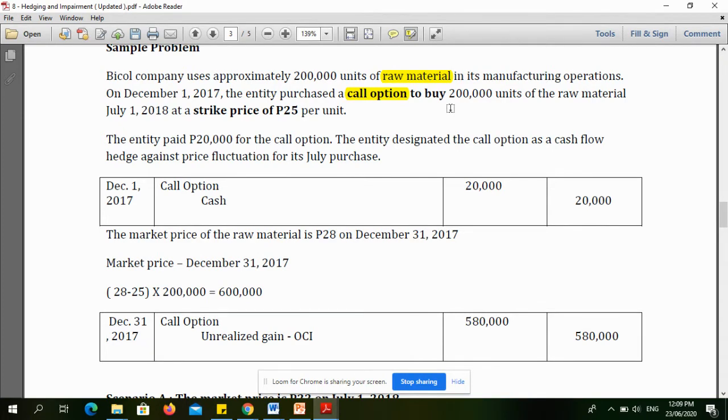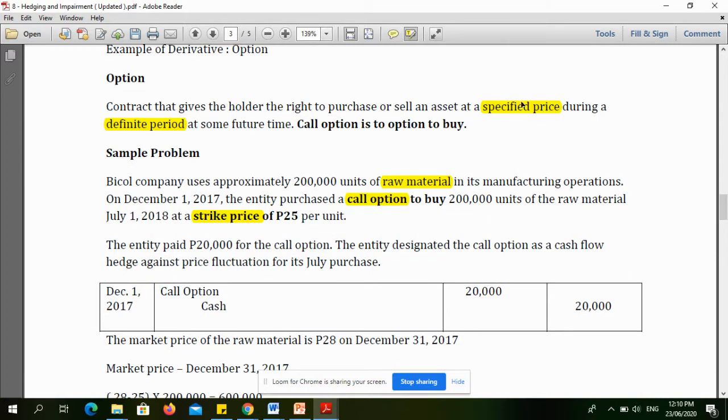Okay, next. What do we mean by the word strike price? Anong ibig sabihin ng strike price? Ibig sabihin nito, si Bicol Company, he or she has the option to buy the raw materials at 25 pesos per unit. So yun ha, yung strike price, ito na yung specific price na ibig sabihin ng option. So okay, the strike price is the specified price.